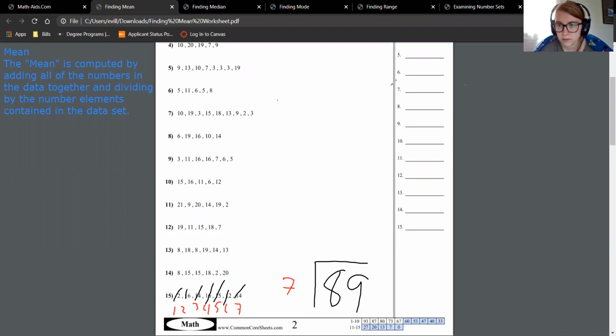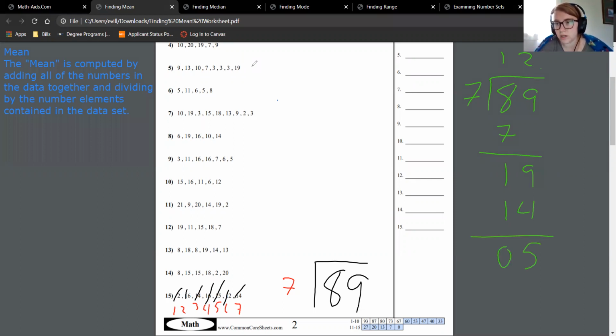So 89 divided by 7. 7 goes into 8 one time. 7 times 1 is 7. 8 minus 7 is 1. Bring down the 9. 7 goes into 19, 7, 14, 21, so just 2 times. Hold on a second. My little face is in the way. Where was I? 7 goes into 19 2 times. 7 times 2 is 14. 9 minus 4 is 5. 1 minus 1 is 0.